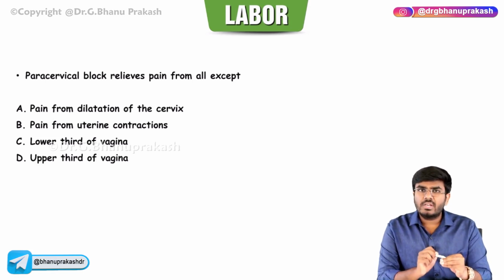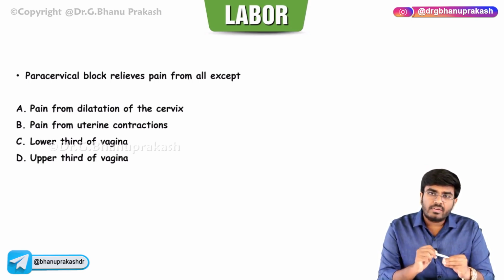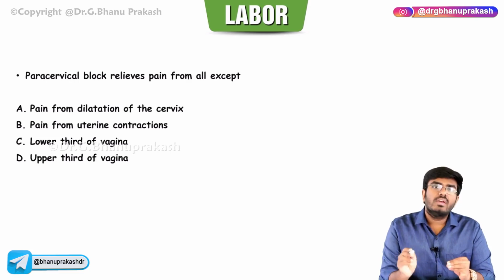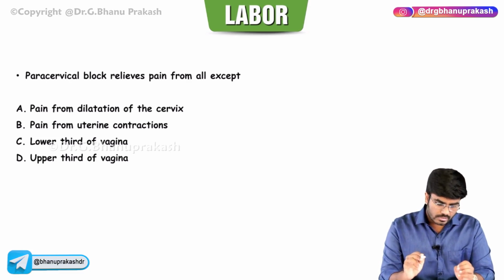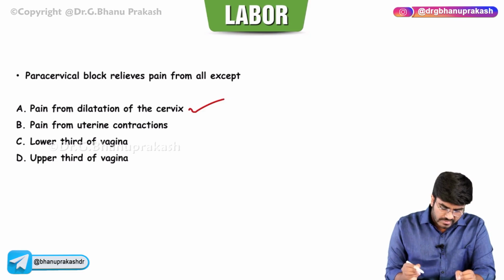Why? Because the cervix is lying in close proximity to the vagina. So no pain coming from the cervix, no pain from the uterus, and no pain carried from the upper vagina, but not the lower vagina. Okay, the lower vagina gets its nerve supply from the pudendal nerve. So please answer this: paracervical block relieves the pain from all of the following except... does it relieve the pain from dilatation of the cervix? True, it relieves the pain.